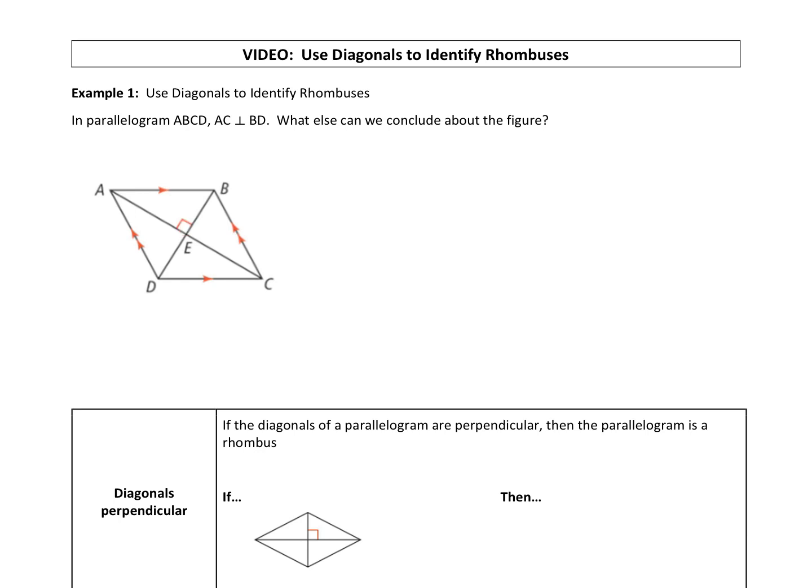What else can we conclude about this figure? So it's a parallelogram. We can see they marked our opposite sides parallel for us, and then we've got the perpendicular diagonals right there. So let's just start listing off the things we know. Well, this is a parallelogram. That means that those diagonals bisect each other.